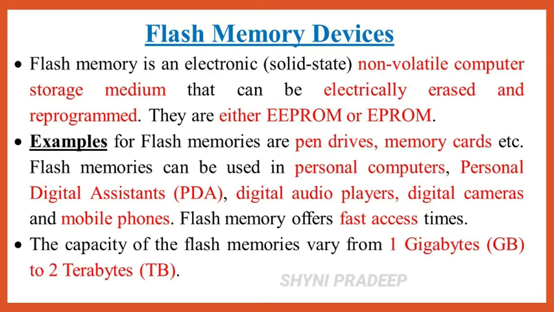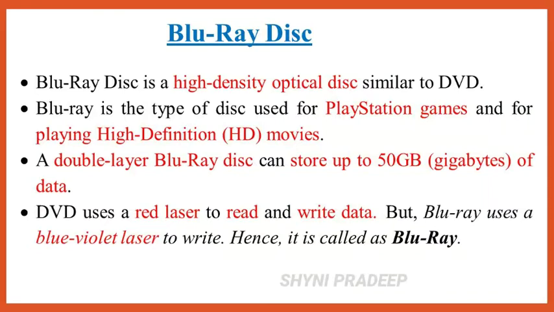Okay. Next, Blu-ray disc. Blu-ray disc is a high density optical disc similar to DVD. Blu-ray is the type of disc used for PlayStation games and for playing high definition movies. So in a Blu-ray disc you can store HD movies and PlayStation games. A double layer Blu-ray disc can store up to 50 gigabytes of data.